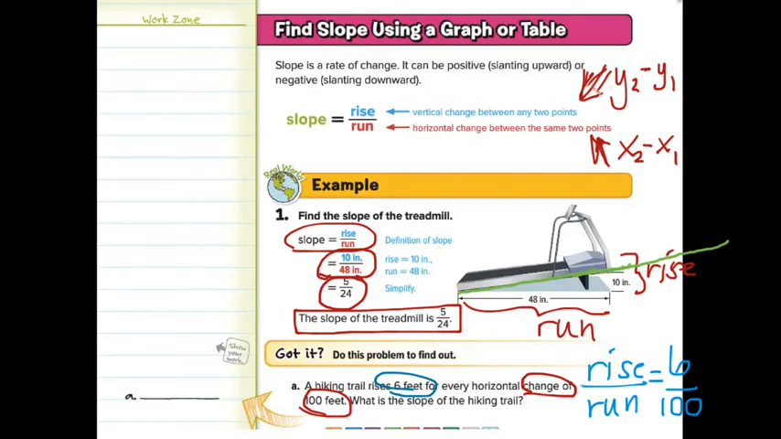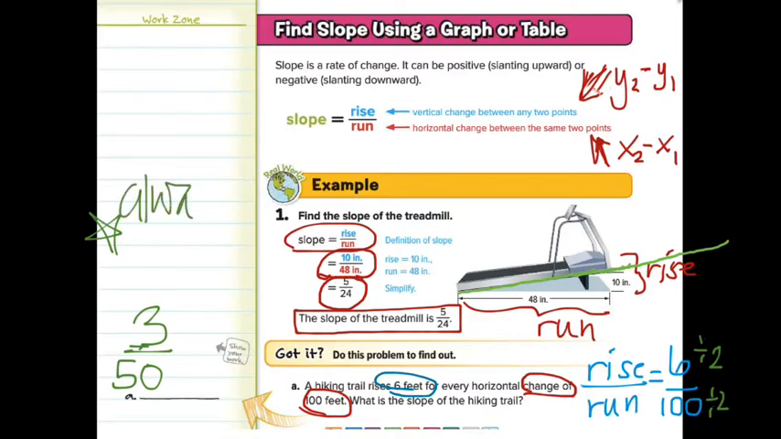Now the thing about our rise over run, which is 6 over 100, we do need to simplify the fractions. So both of these are even numbers, so they're divisible by 2. If I get my pen to write. So 6 divided by 2 is 3. 100 divided by 2 is 50. Now a couple notes about slope. Always simplify.